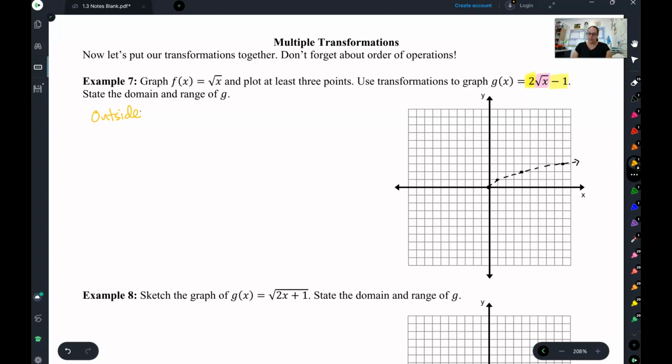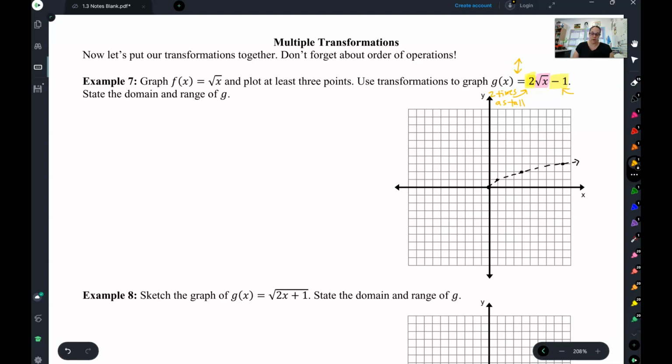Let's talk about what they're doing then. So this outside transformation is multiplying, so that's going to be a scaling. Now remember, outside is always up and down. So this is going to be a vertical scaling, and outside is also same, so that 2 stays a 2. So this is going to be a vertical stretch, or 2 times as tall. So that's that 2.